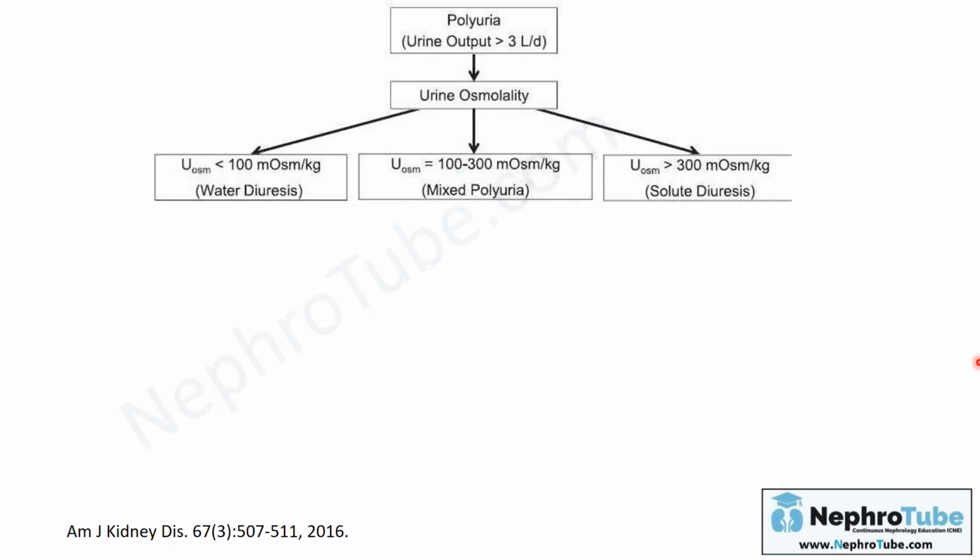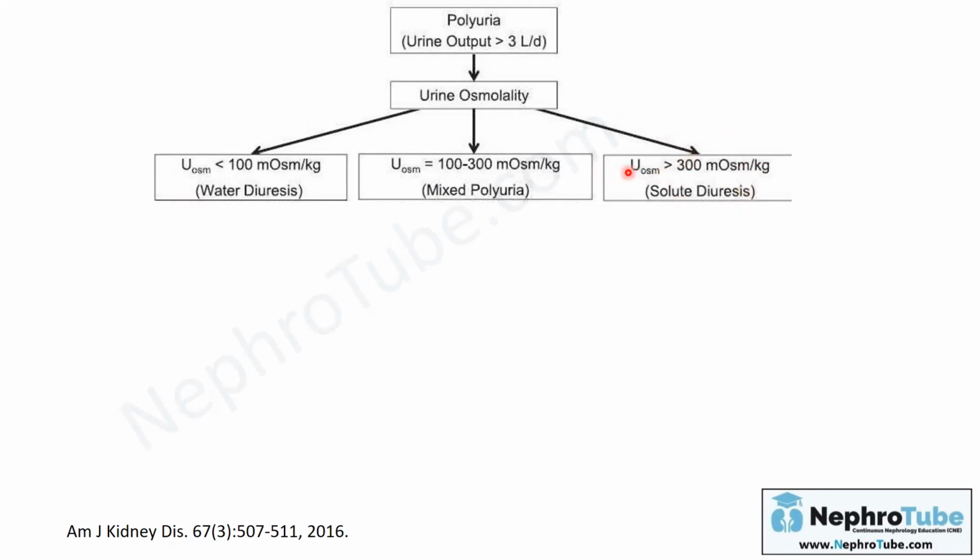And from their case, they suggested this approach for the diagnosis of polyuria. Polyuria is defined as urine output more than 3 liters per day. You will check the urine osmolality. If the urine osmolality is more than 300, there is a solute diuresis, as we mentioned, or it may be a renal concentrating defect, and I will tell you how to surely diagnose solute diuresis.